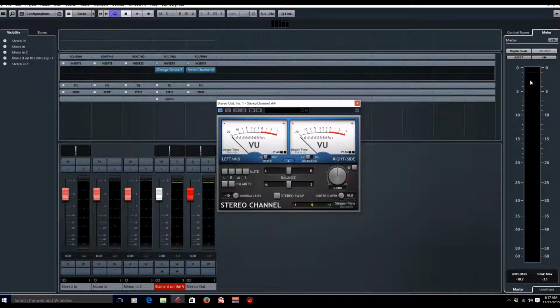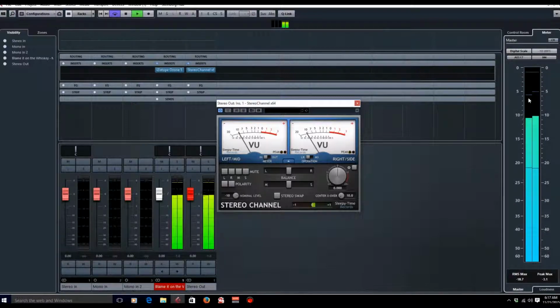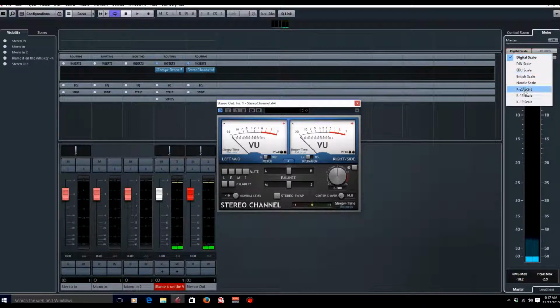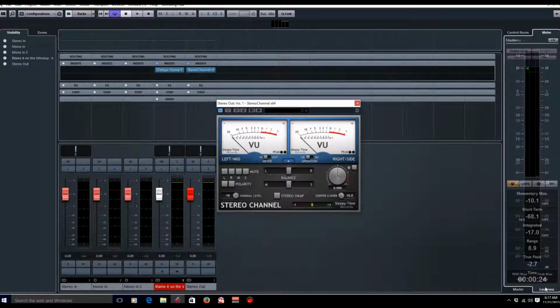This meter is your peak meter if you have it in the digital scale. You also have a few different types of meter scales, but with this particular meter, I keep it in the digital full scale, and I use the loudness metering to measure how loud my program material is when mastering. Anyway, let's continue on.